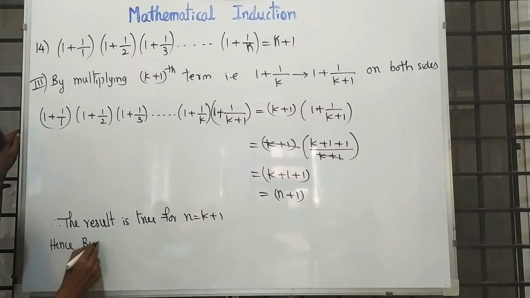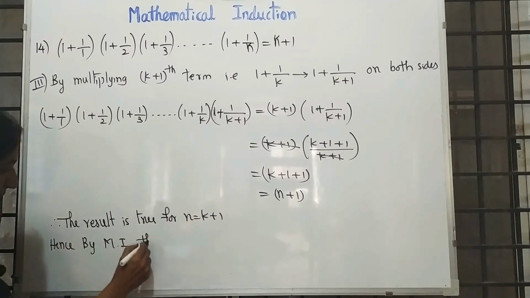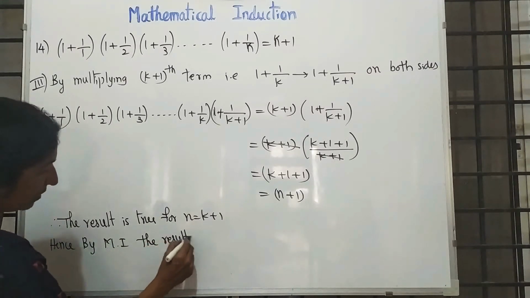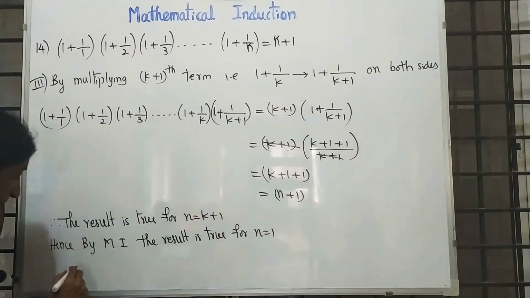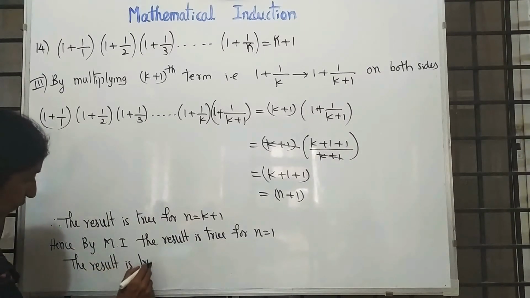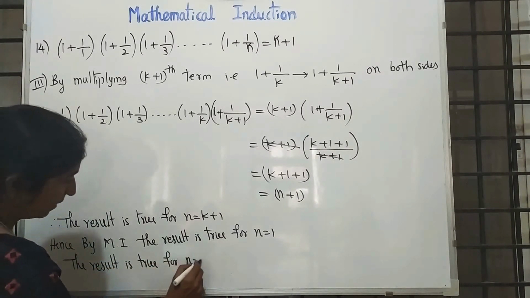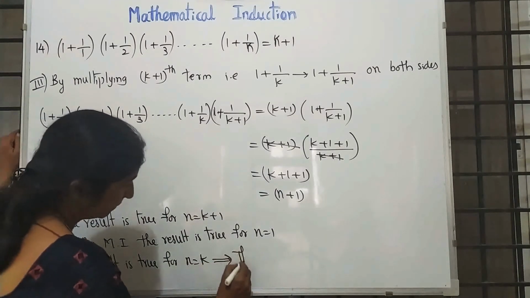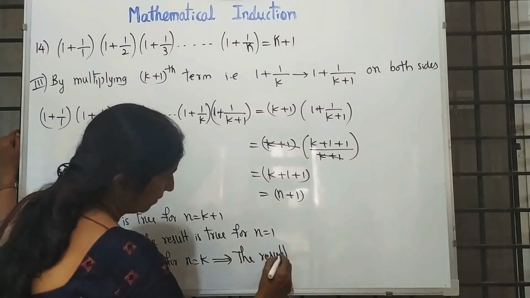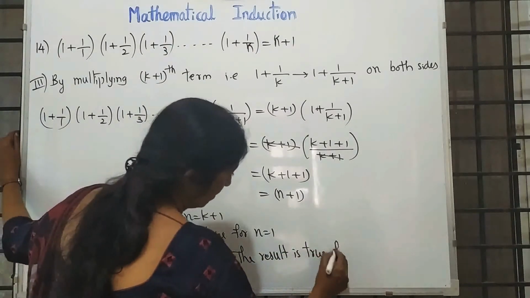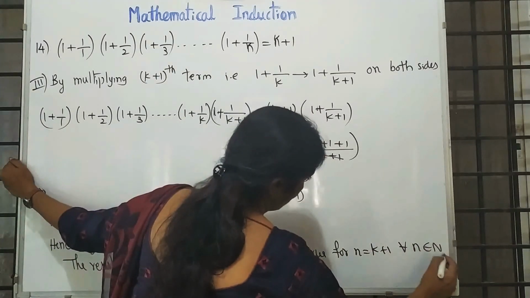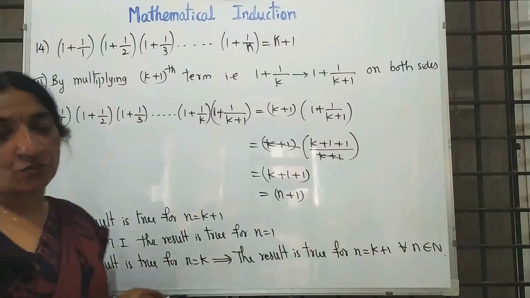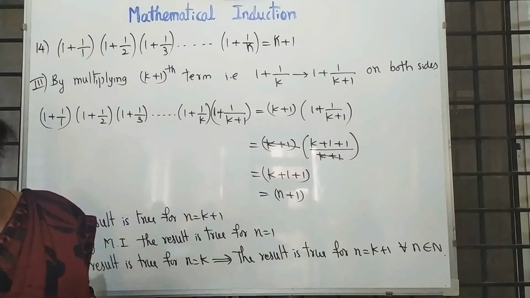Hence, by mathematical induction, the result is true for n is equal to 1. Next, the result is true for n is equal to k implies the result is true for n is equal to k plus 1 for all n belongs to N. Yes, moving to the next question, that is question number 15.